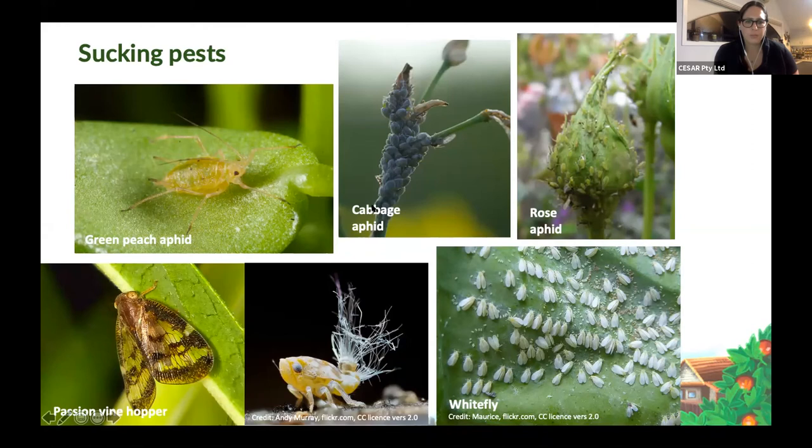There are a couple of species here that you might already see around. Green peach aphid is one. This is an aphid that you might see on brassica species, as well as cabbage aphid. You will likely see these in the winter months, but their numbers might also build up as you come into spring and the weather gets warmer. They tend to like warm weather.